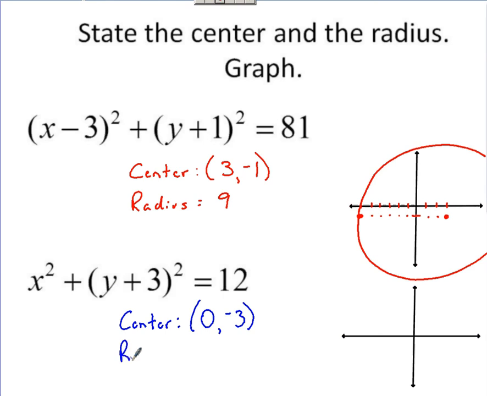And then the radius, we're taking the square root of 12, right? Take the square root of 12, break that down. What's the square root of 12 simplified to? 2√3.